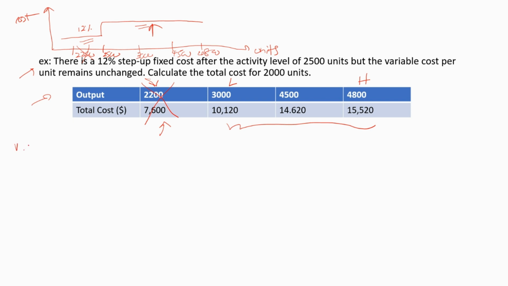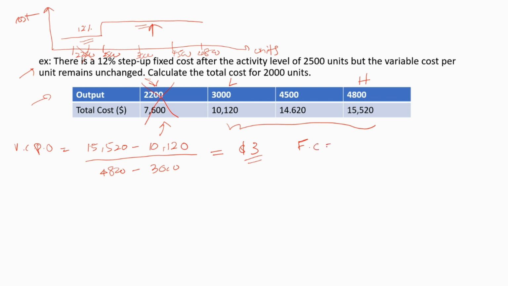So the variable cost per unit is equal to total cost of the highest activity level, which is 15,520, minus total cost of the lowest activity level, which is 10,120, divided by the highest activity level, which is 4,800, minus the lowest activity level, which is 3,000. So the variable cost per unit is equal to $3.